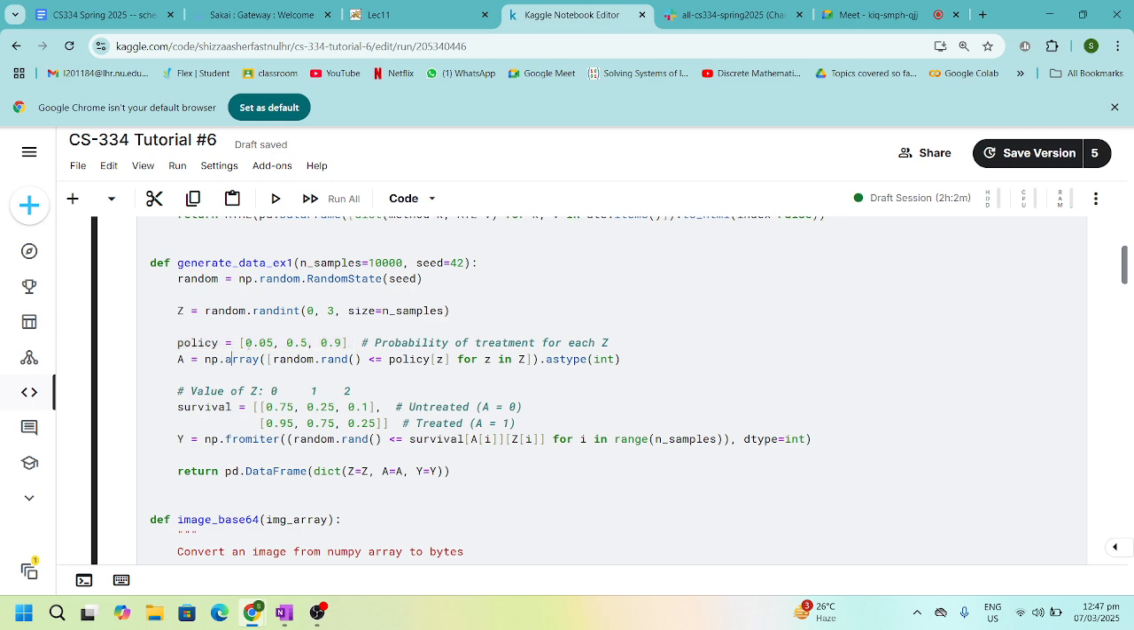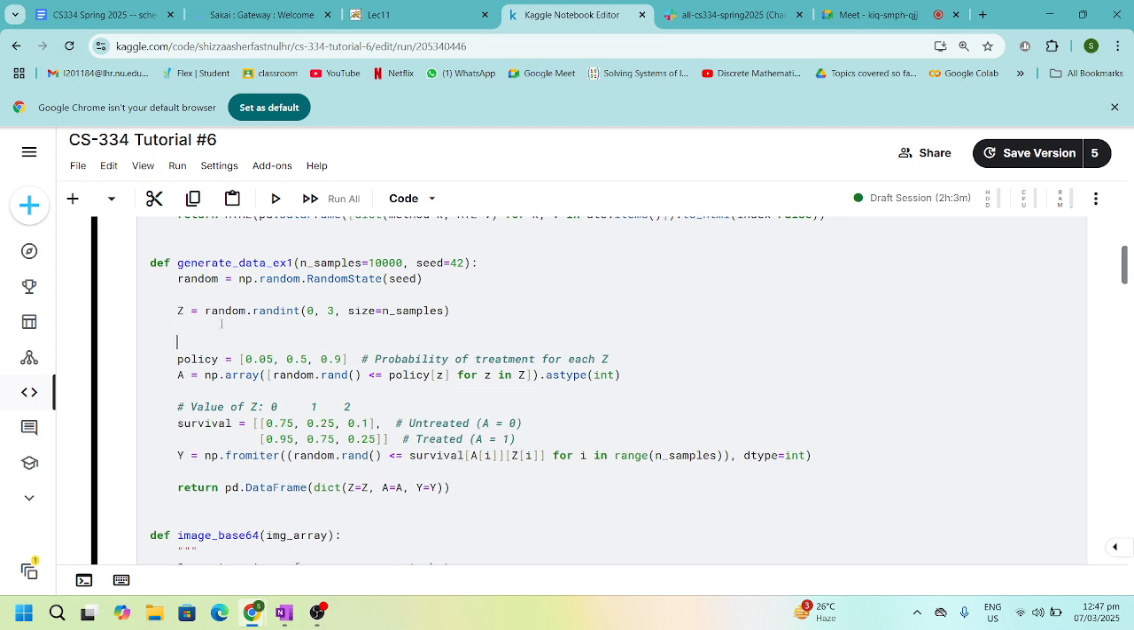And then policy, let's see what I have over here. I have an array with values 0.05, 0.5, and 0.9. This array represents the probability of treatment for each z. Let me clarify this over here. These are the values of z that it corresponds to. This is something that I have set myself. I set this value myself.